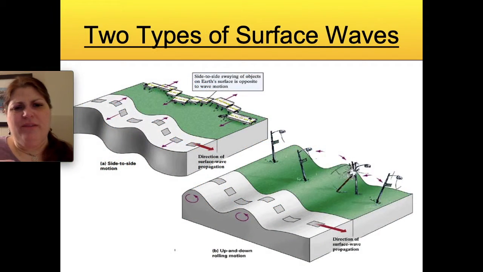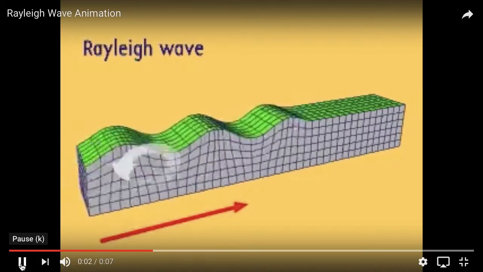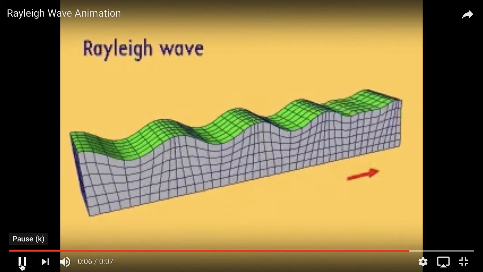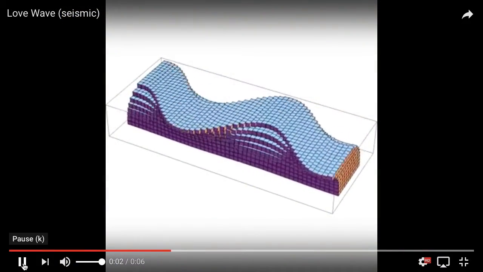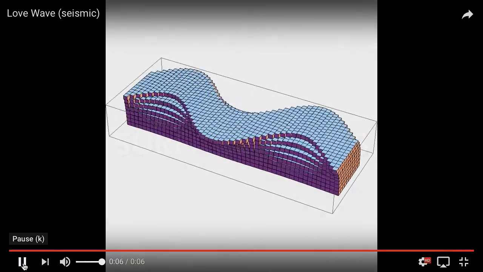So both the side-to-side motion and the rolling motion really create quite a lot of havoc on the surface of the Earth. That becomes quite a bit more apparent when you see how they move. This is a Rayleigh wave. It moves like tumbleweed. This is a Love wave, which moves more like a snake. The two usually travel together, creating quite a lot of havoc.